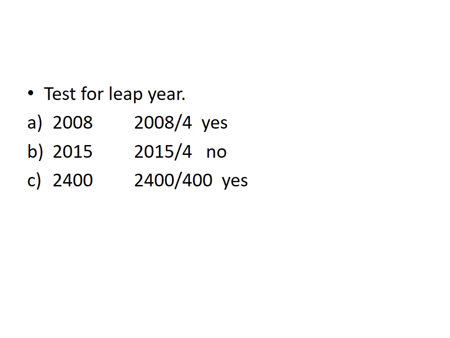Example 3, the year ends with double zero and is divisible by 400. That's why it's a leap year.